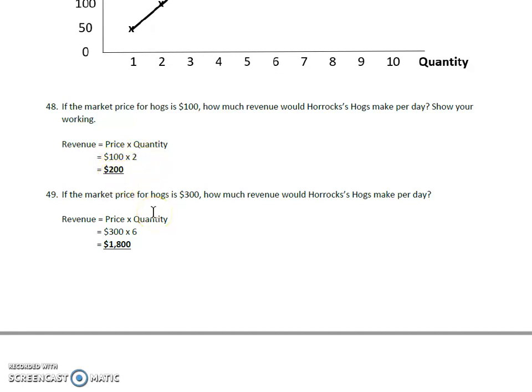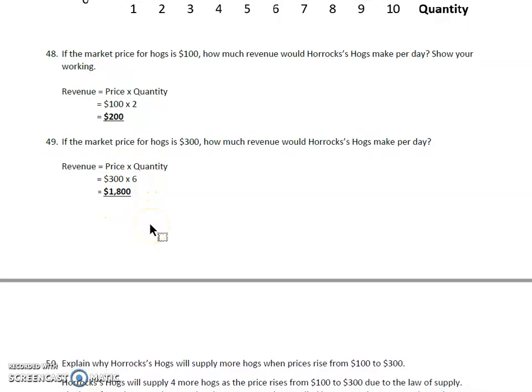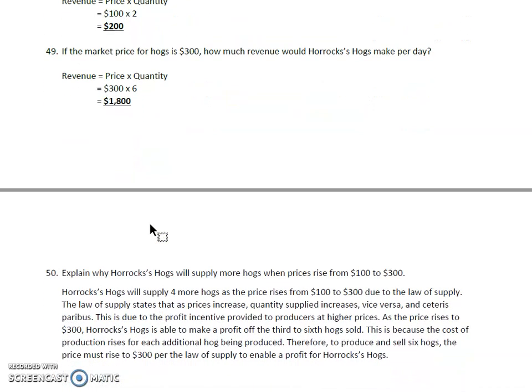And just to copy and paste that same rationale for question 49, price times quantity, 300 price, and at 300 price, Horrocks' hogs is going to supply 6 hogs. Per the law of supply, we're seeing the amount of quantity supplied increase as price rises. Price times quantity is going to be $1,800. So Horrocks' hogs certainly likes a higher price.